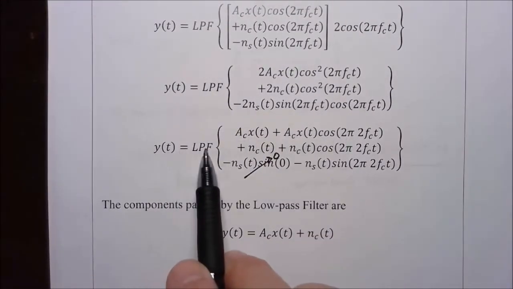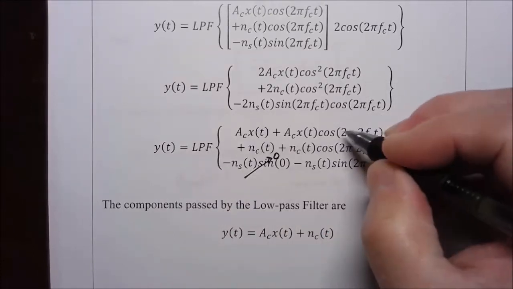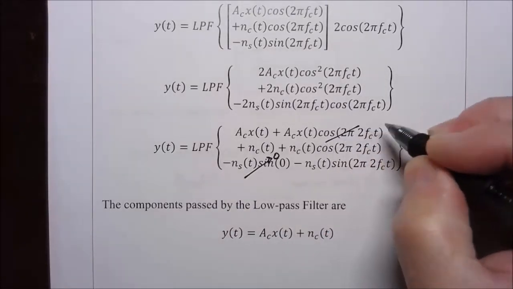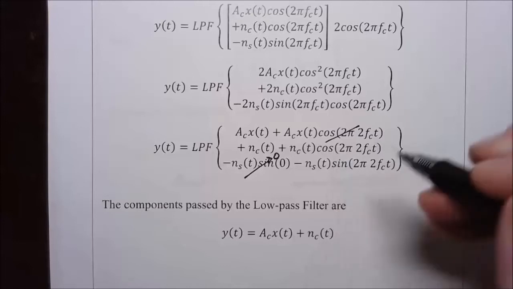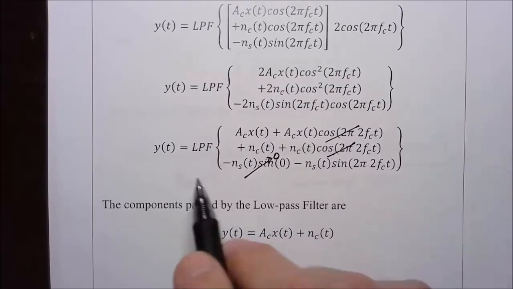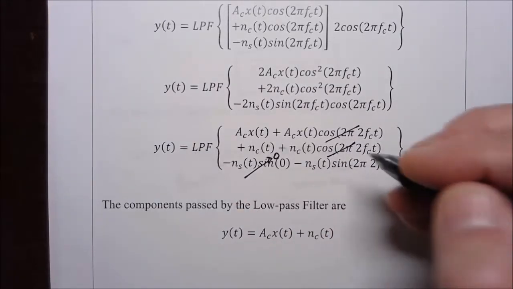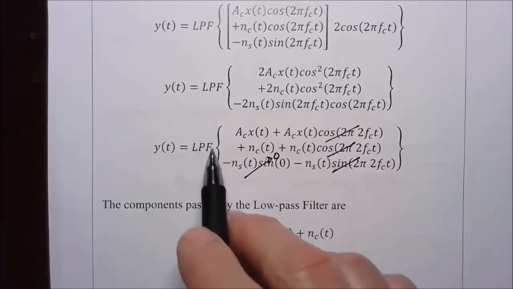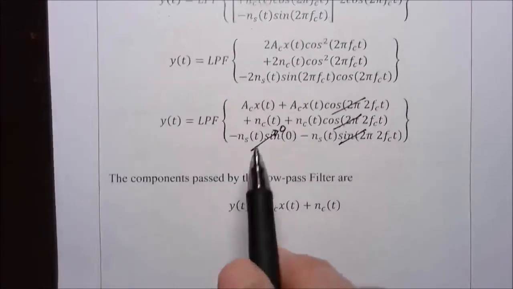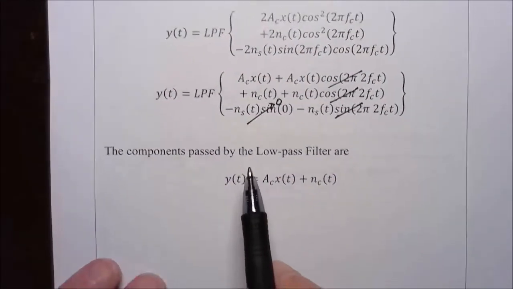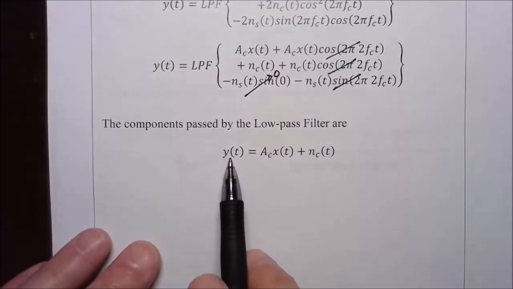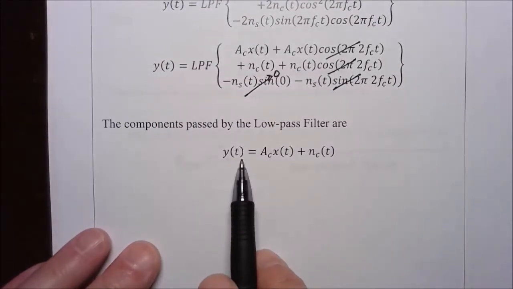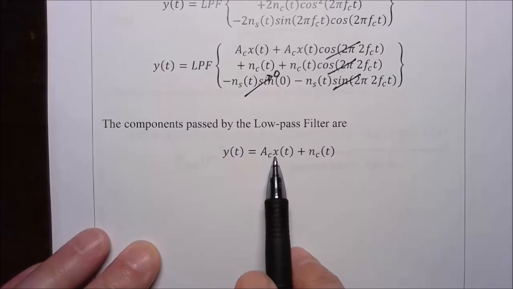filtered. So the low-pass filter takes out this high-frequency cosine. Low-pass filter takes out this high-frequency cosine, and the low-pass filter takes out this high-frequency sine. So the result of the low-pass filtering is the sum of these first two signals. The signal that comes out of the low-pass filter is AC times x of t.